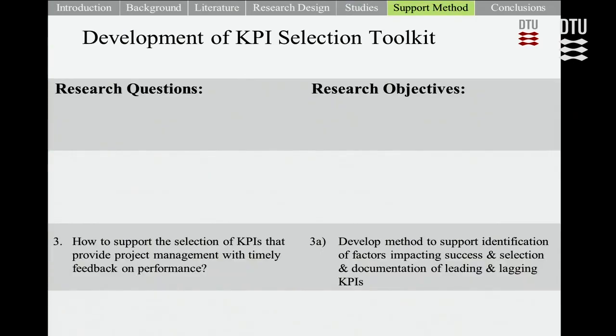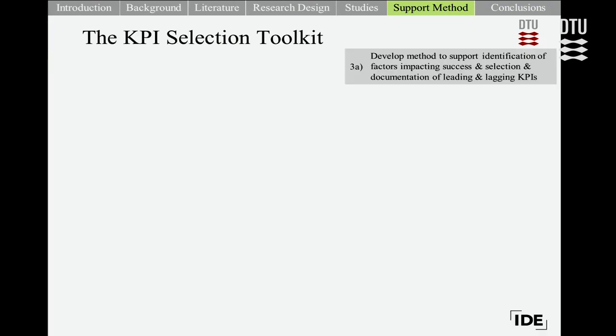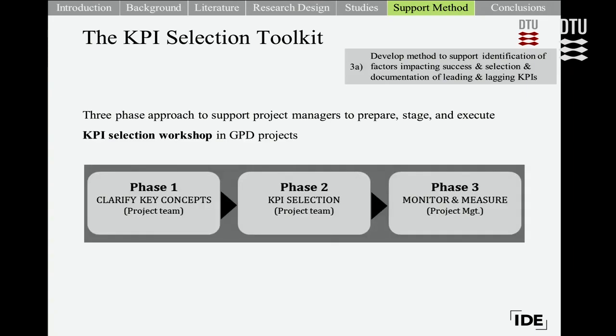So based on this, together with wanting to actually advance research, an ambition in this study was for the project to impact industry. And based on the findings, a need was identified to develop a method to support the identification of key factors impacting success, and then support the selection and documentation of leading and lagging KPIs. So what we did, we developed the KPI selection toolkit, and this consists of a three-phase approach to support project managers to prepare, to stage and execute a KPI selection workshop in a company.